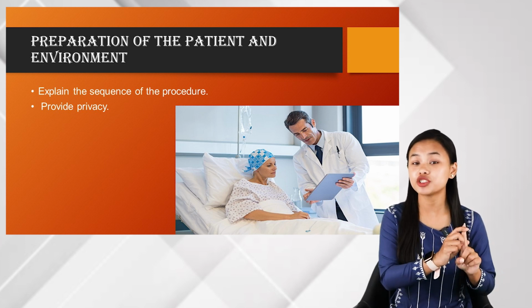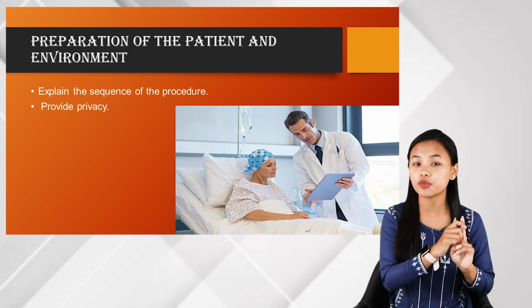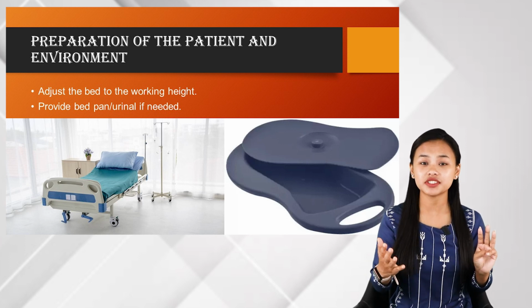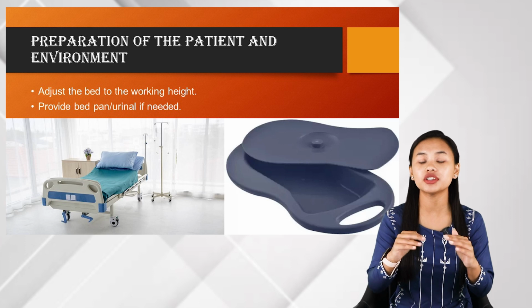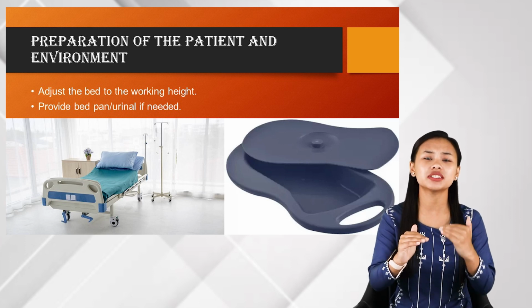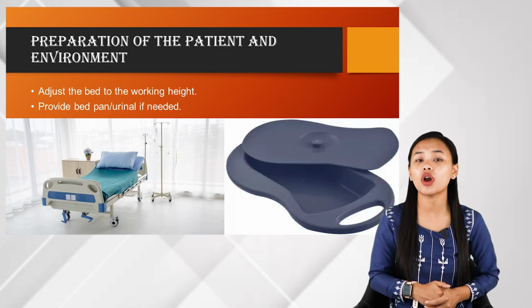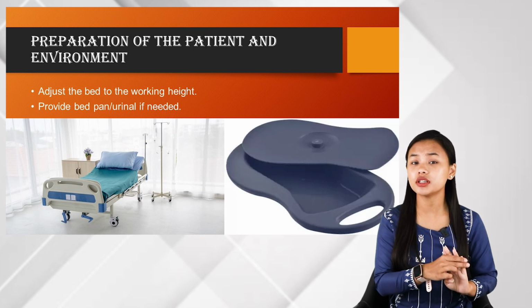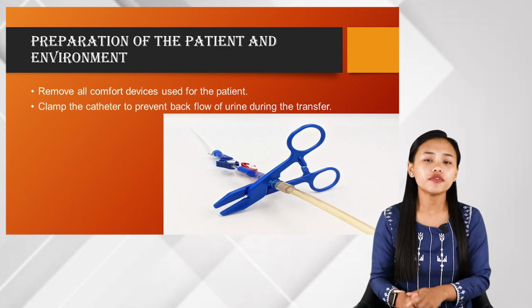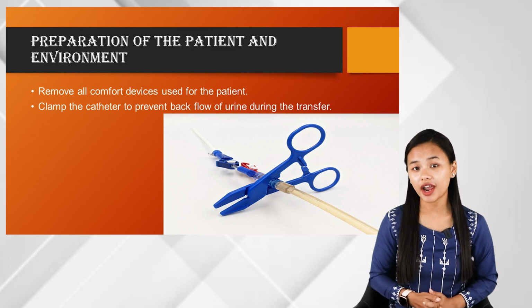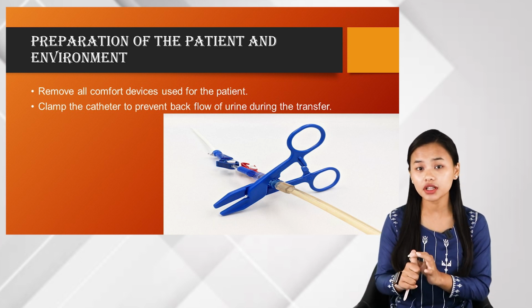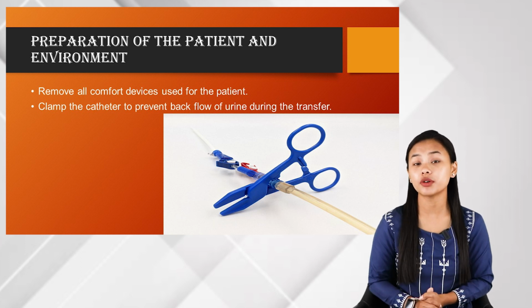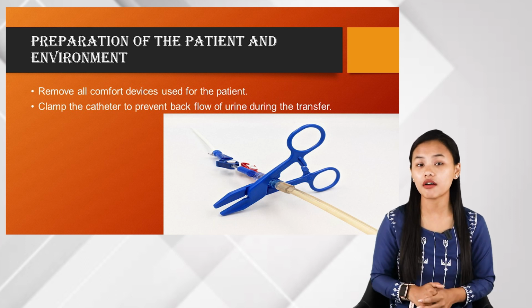first explaining the procedure to the patient, by providing privacy, by adjusting the height of the bed to the working height. As I've said before, before you move the patient, you should make sure that you adjust the height of the bed as well as the height of the stretcher or the wheelchair which you are going to move the patient in, by providing the bedpan or the urinal if it is required, and by removing all the comfort devices which were provided to the patient to enhance their comfort level.